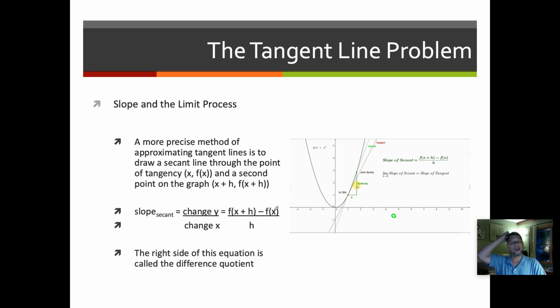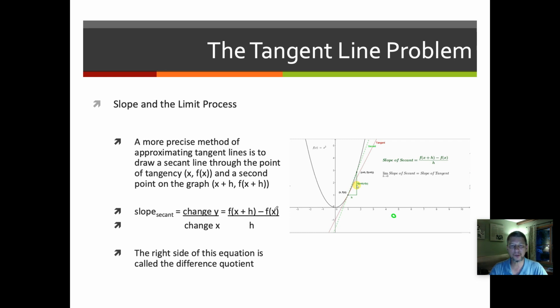Okay. Now, how does this relate to limits? All right, in sections 12.1 and 12.2, we went through the idea of how to actually calculate the limit of a function. The reason that we did that is because a more precise method of approximating tangent lines is to draw a secant line through the point of tangency and a second point somewhere on the graph.